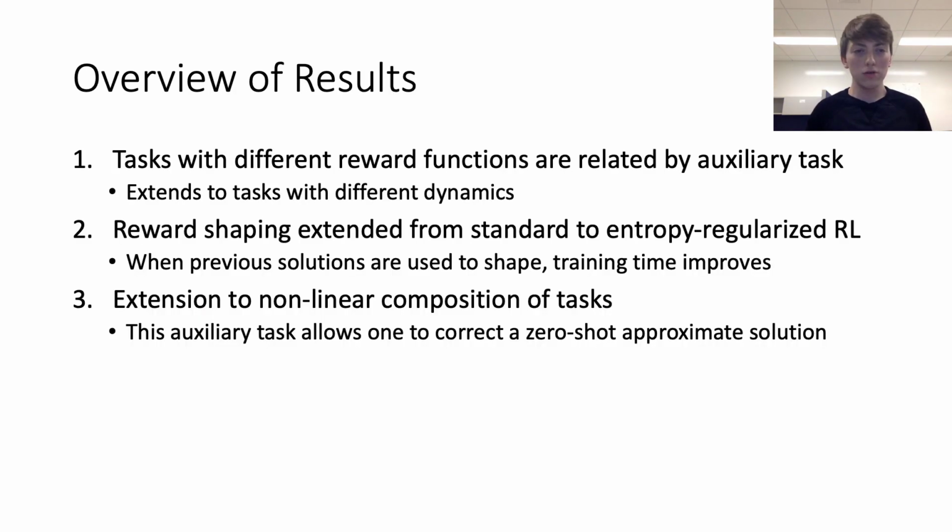As a brief overview of our results, I'll first demonstrate how any two tasks with different reward functions can be related by a third auxiliary task. This main result leads to the extension of potential-based reward shaping to entropy-regularized RL, as well as an extension of previous compositionality results to nonlinear composition of tasks. This allows us to improve the training time and also allows us to improve zero-shot approximate solutions in the compositionality setting by learning a correction factor.